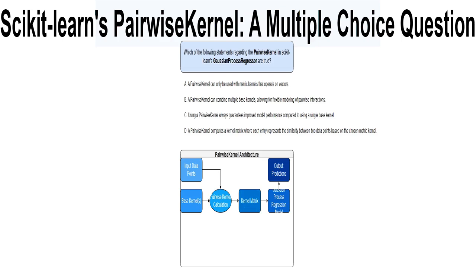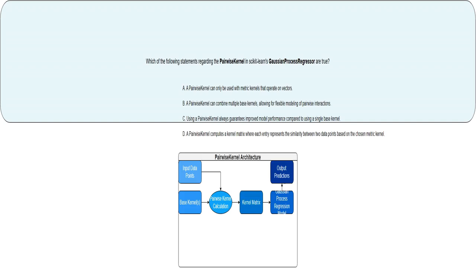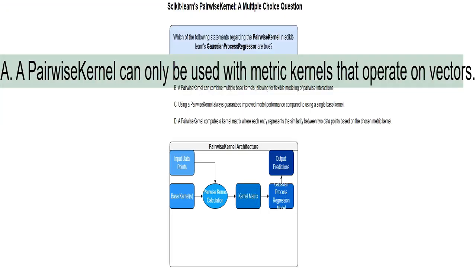This is the core question that you are trying to answer. The question is about understanding how the PairwiseKernel works and its capabilities. This statement is false. I can use a PairwiseKernel with various kernels, not just those that handle vectors. This statement is true. I can actually combine multiple kernel functions to capture more complex relationships between my data points. That gives me awesome flexibility.